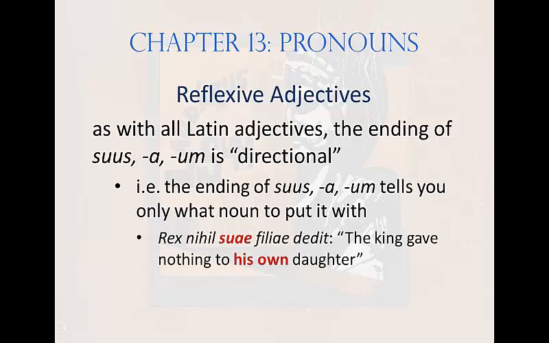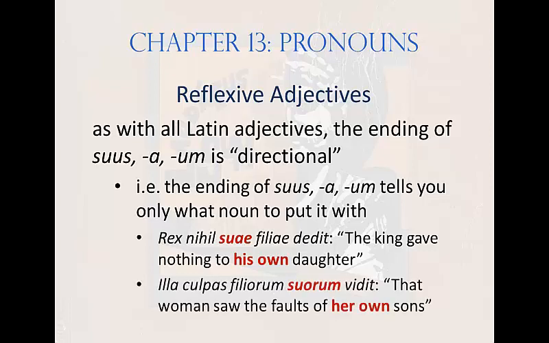Let's look at another example. Rex nihil suae filiae dedit. The king gave nothing to his own daughter. Notice that the su part of suae here means his own, because suus, as a reflexive possessive adjective, reflects the subject. And the subject here is king, which is singular and masculine. Therefore, the proper translation of suus in this sentence is his own. But the ending on the adjective is ae, because the adjective agrees with filiae, which is the indirect object, meaning to the daughter, and thus dative singular feminine. Here's another example.